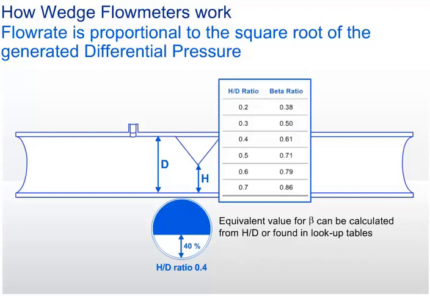Here we show approximate equivalent beta ratios for our standard H/D ratios. With this comparison, it's easy to see how the measurement technology of the wedge can be likened to orifice plate metering. This can often be an important concept to establish when dealing with a new wedge user who has a basic knowledge of differential pressure metering.